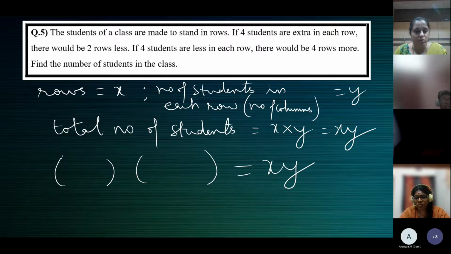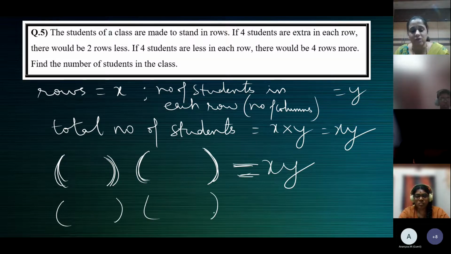So the new number of rows into the new number of columns will be equal to the same number of students, XY. That's how you construct the equation. The new number of rows into the new number of columns is equal to the same number of students XY. That's how you construct both the equations. Number of students will not change.